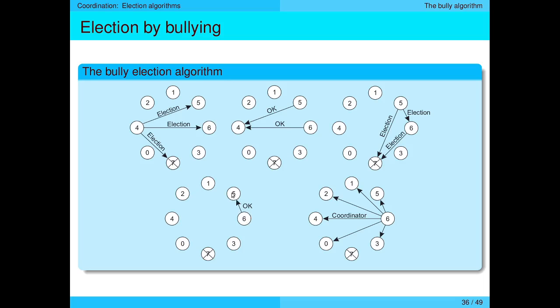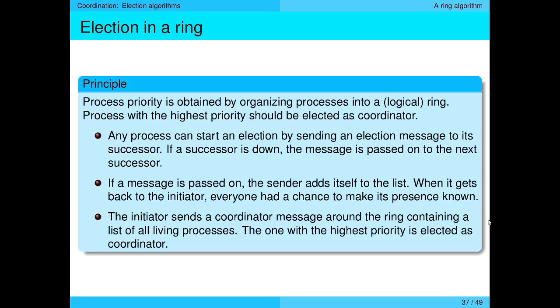After that 5 settles down. However, 6 took over, and 6 has not received any message from others. So 6 became the coordinator and sends the broadcast that I am coordinator. So this was election by bullying.